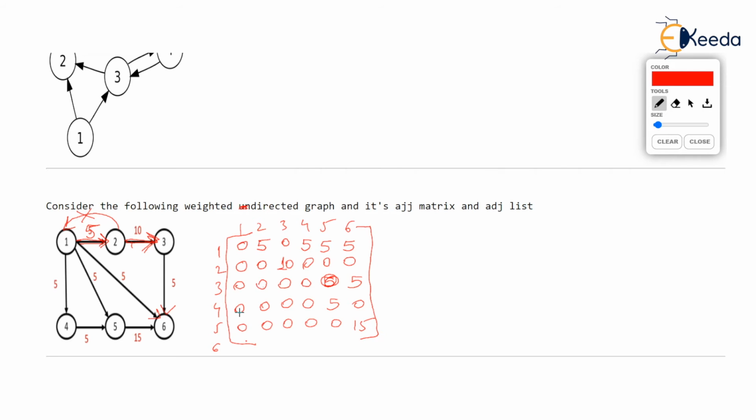Please try to understand. All the arrows are incoming to 6. There are no arrows which are going out from 6. So 6 is not adjacent to any vertex. So all the elements in the sixth row are 0. So this becomes the adjacency matrix for the given graph. What will be the adjacency list? Let's see. I'm very sorry for my poor drawing.